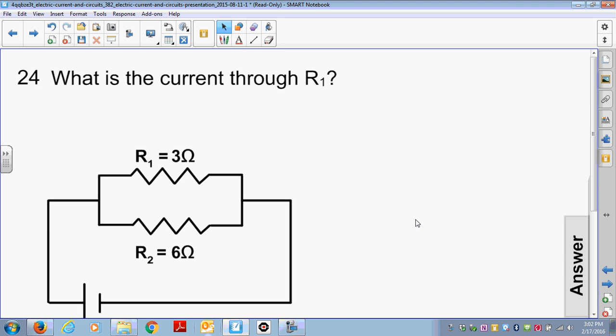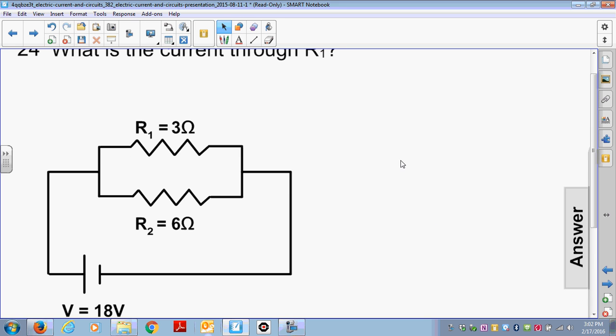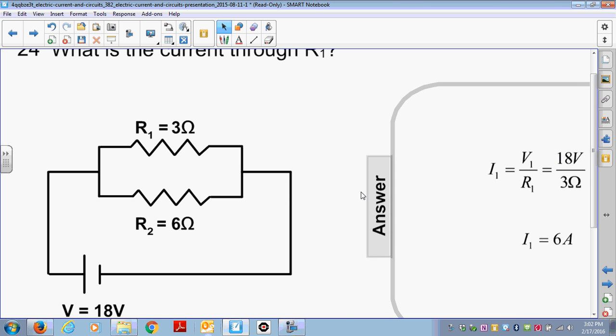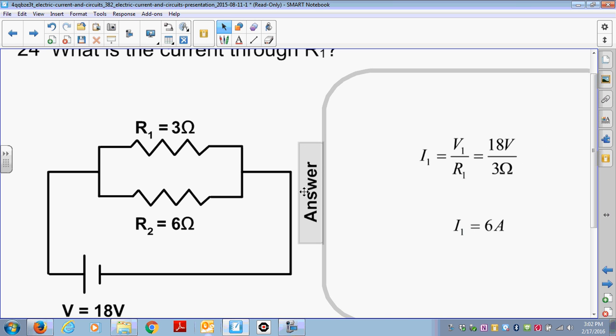What is the current through R1? Okay, this is a little bit tricky. Okay, so let's take a look. I1 is equal to V1 over R1. Well, V1 is the power supply because you only have these 2 resistors and they're in parallel with the battery. So 18 divided by 3 gives you 6 amps.